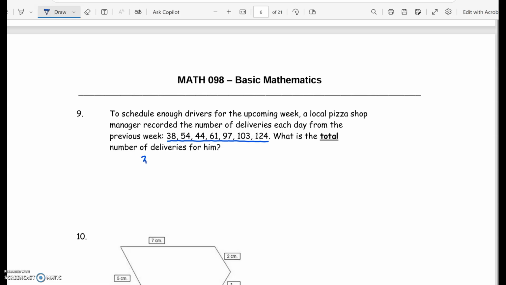So you can add maybe 2 or 3 at a time. Don't just make a long list. It's easy to make mistakes, especially if you're doing this by hand. So 4 plus 4 is 8. 8 plus 8 is 16. 3 plus 1 is 4. 4 plus 4 is 8. 8 plus 5 is 13. So we have 136.